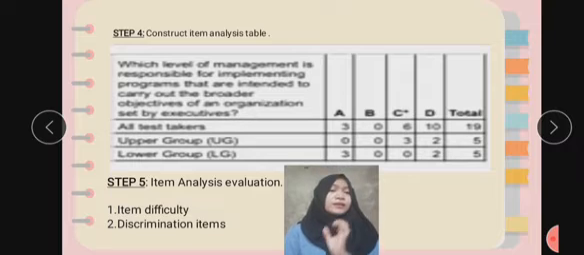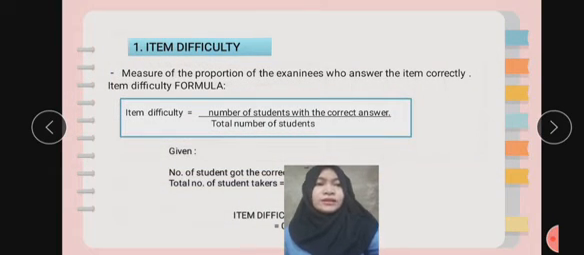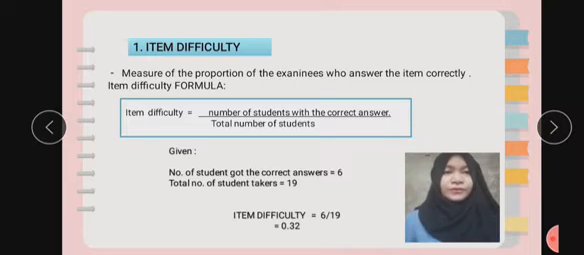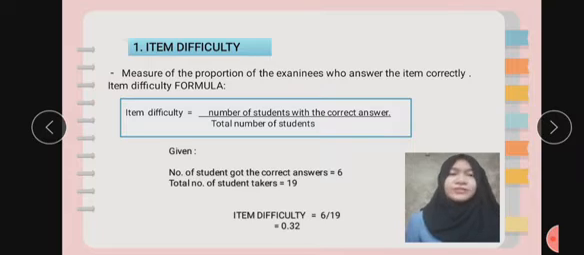Assuming that the answer is the letter C, so 6. The total of takers is 19. So, substitute lang siya sa ating formula. So, number of students with the correct answer, which is the 6, like yung nandun sa given example natin, yung 6 yung got the correct answer, while the total of the takers is 19. So, simply divide, use the formula, 6 divided by 19 is equal to 0.2. Okay, so, pag nakuha natin yan, means yan yung item difficulty.